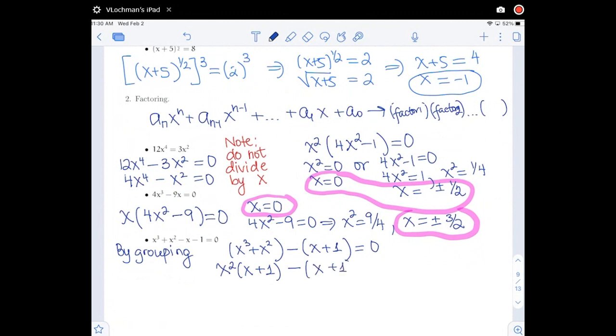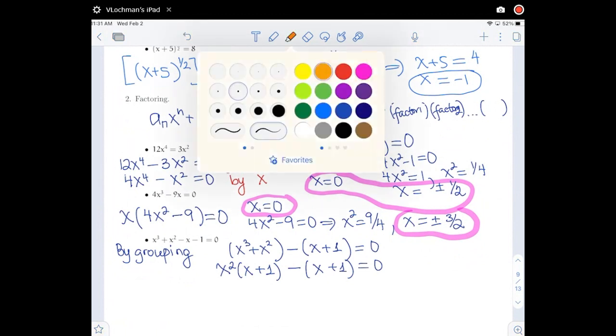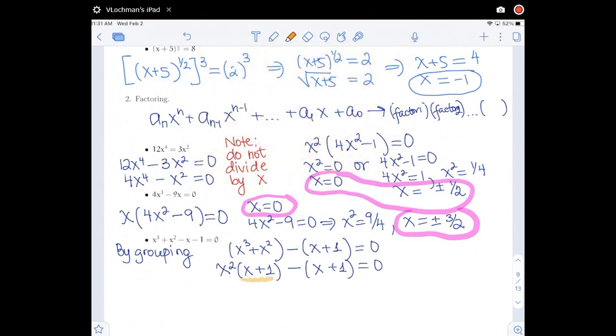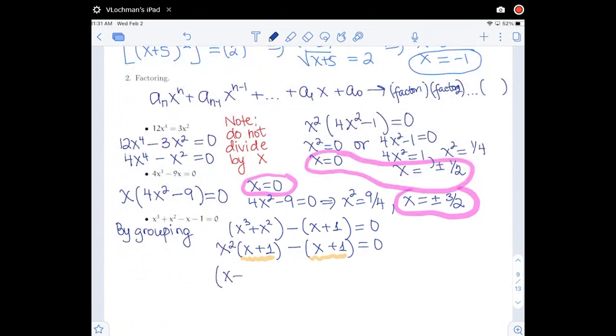Nothing happens for the second group. That's okay, because now x plus 1 is a common factor, right? So now this is our common factor, so we can factor that out. If we factor out x plus 1, what happens here? This is x squared minus 1, and that's equal to 0.